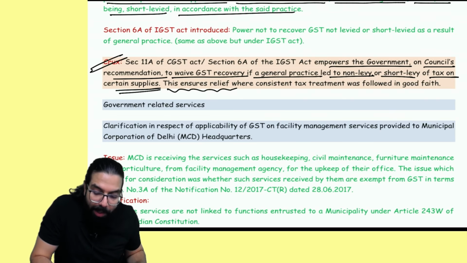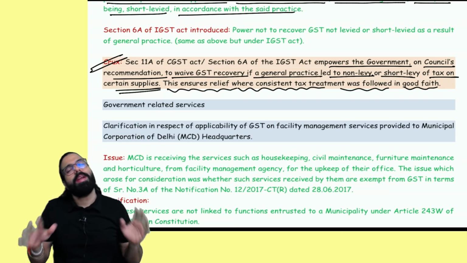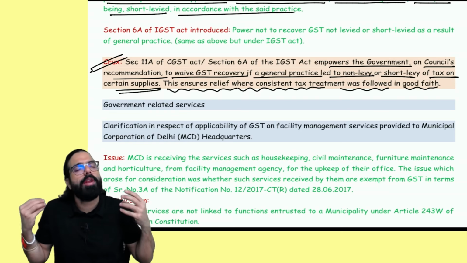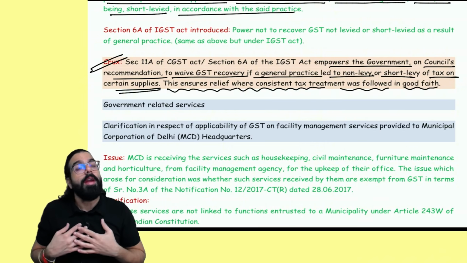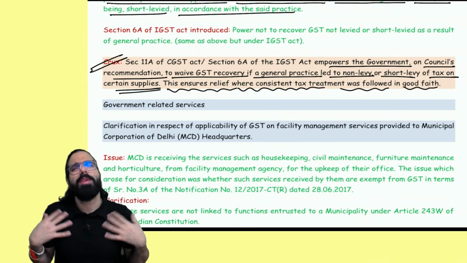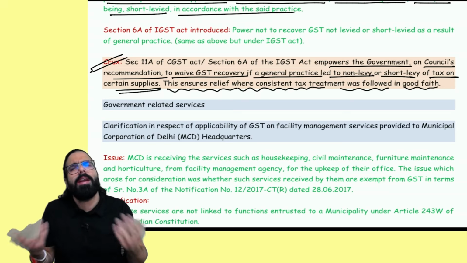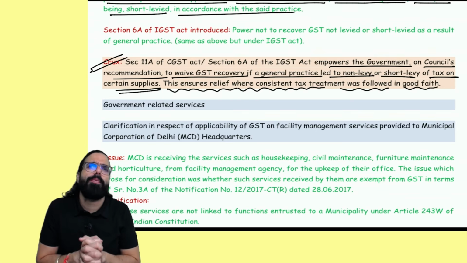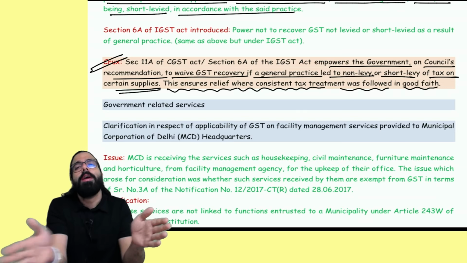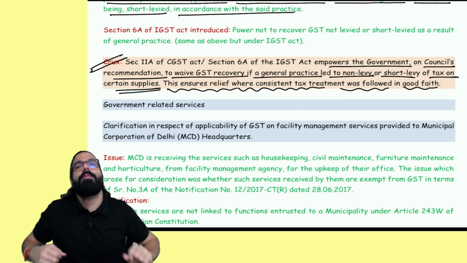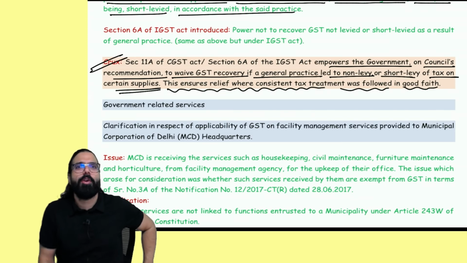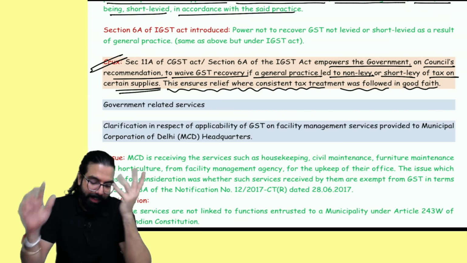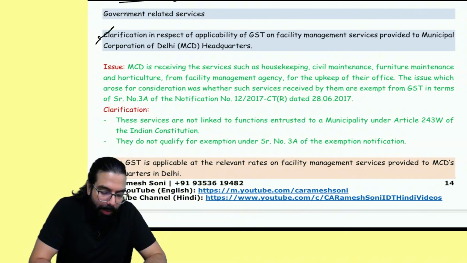This ensures relief where consistent tax treatment was followed in good faith. In good faith, the whole industry was charging only 5%, or was not charging any GST. It was not their mistake. There was ambiguity in the GST law, and they interpreted it as non-leviable to GST or leviable at only 5%. Later, it came out to be 18%. The differential will not be recovered from them. For that, the government now has the power to issue a notification. That's all, everyone. The next one.